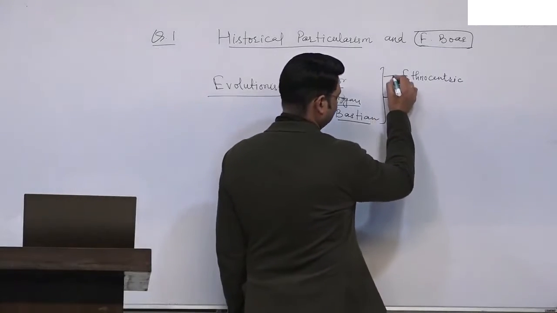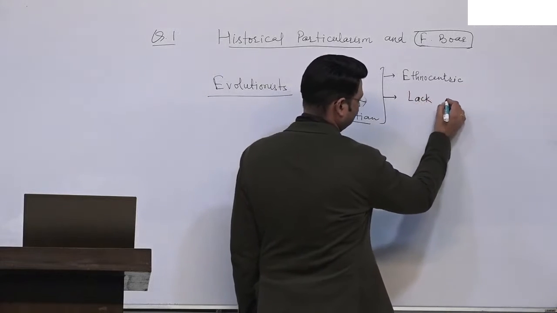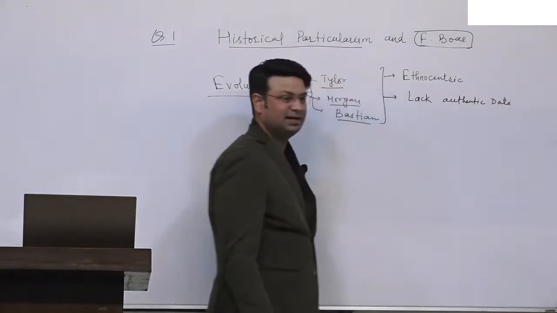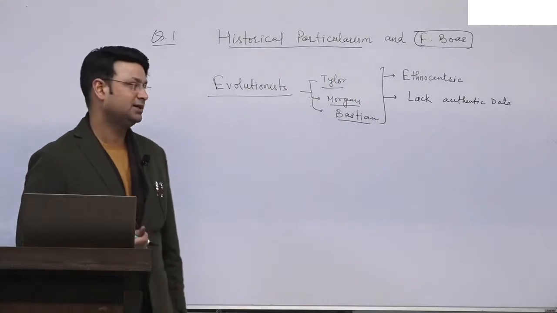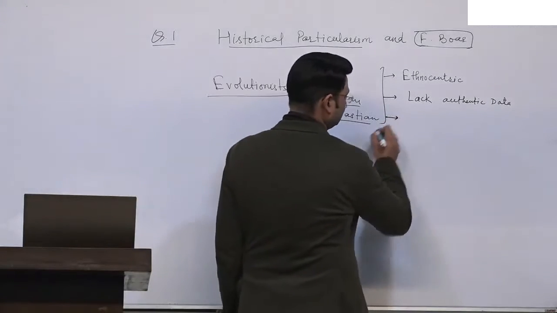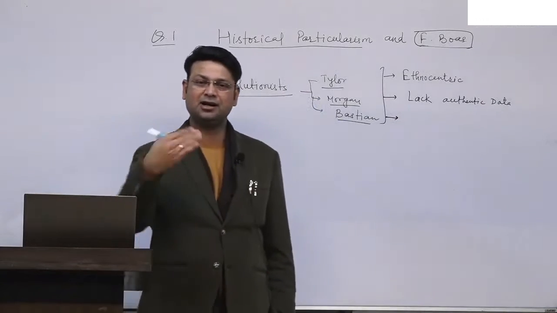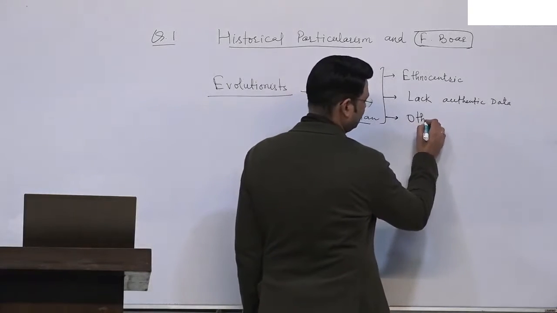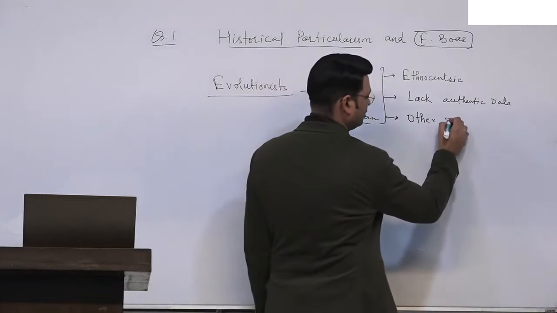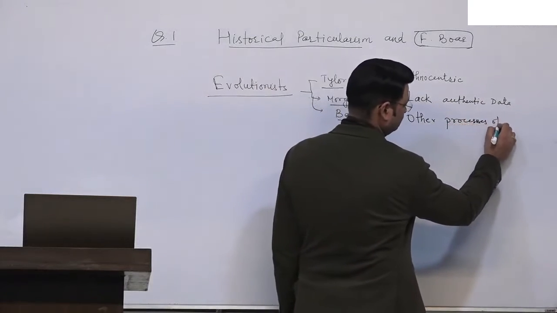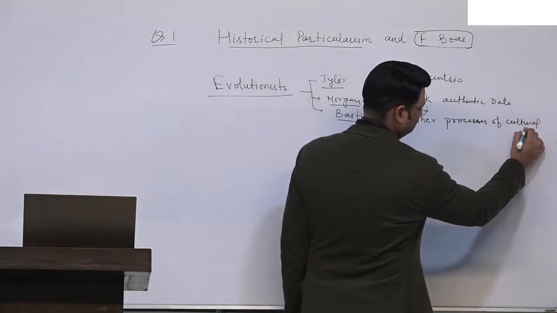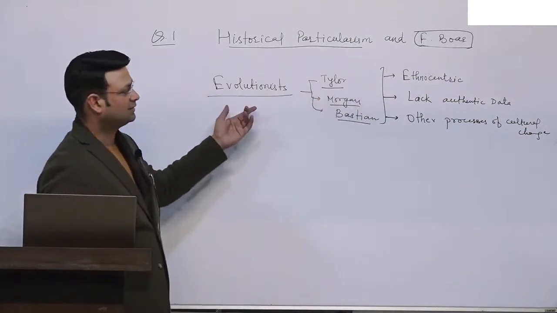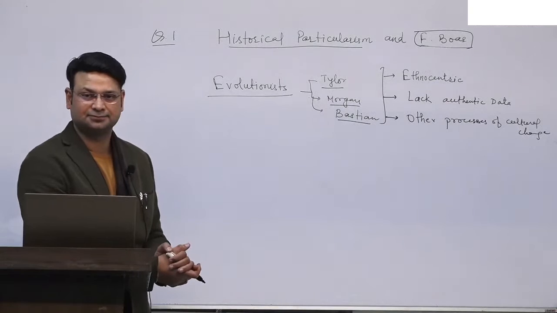It was also criticized that they lack data. They indulge in conjecture, right? And third, Boas says, why only evolution? Can't we learn by imitating each other, right? So the third thing is that they ignored other processes of cultural change. That is why Boas says that this school, evolutionism, is not correct.